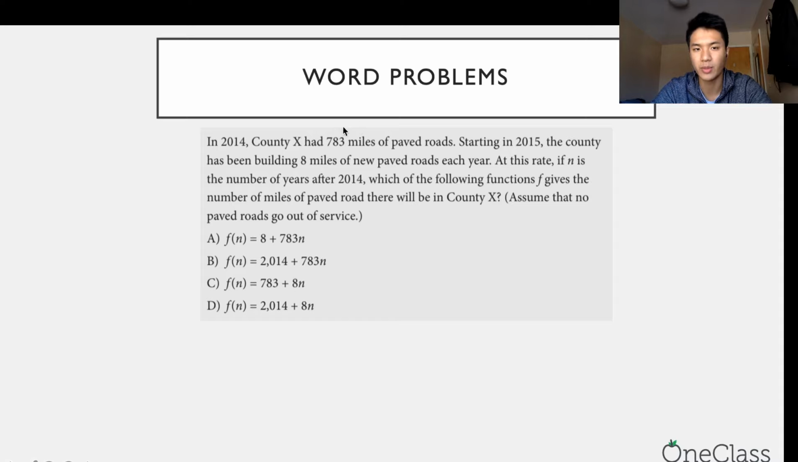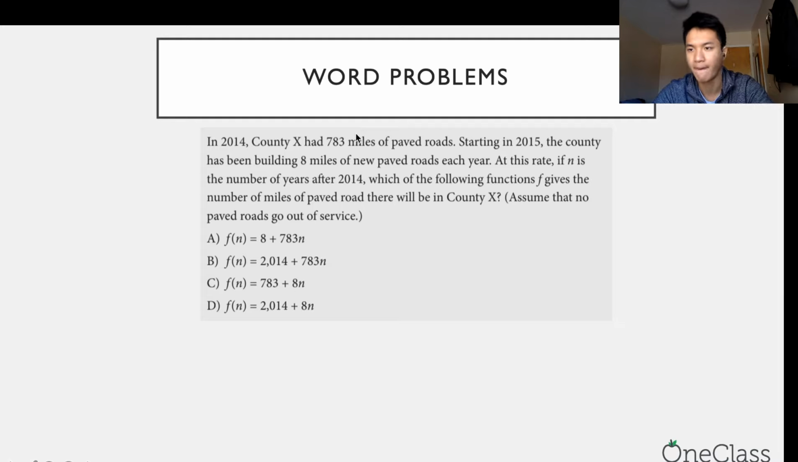In year 0, in 2014, the country already had 783 miles of paved roads. So if we think back to our discussion of slope-intercept form, what we can basically say is that 783 is our intercept, our y-intercept. When n equals 0, the county already has 783 miles of roads. They don't have to build any more. It has been 0 years, no time has passed, and we already have 783 miles. So that's going to be our y-intercept.